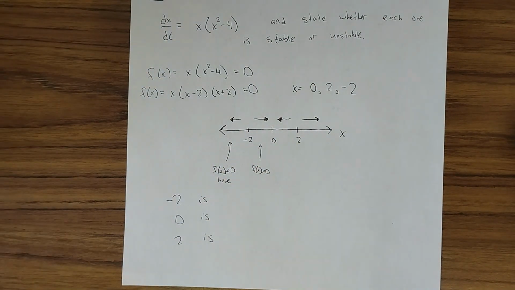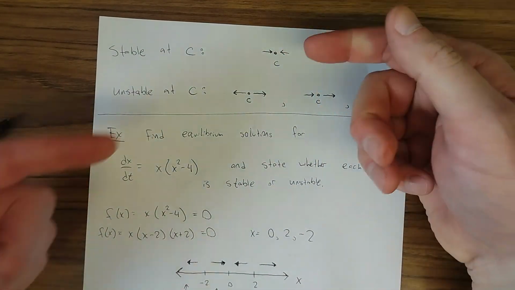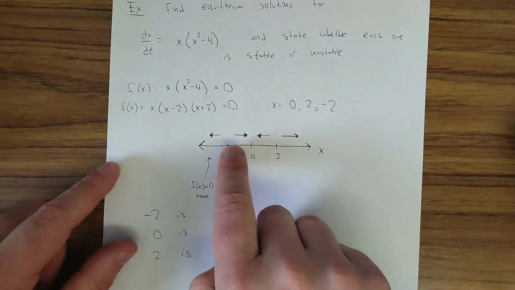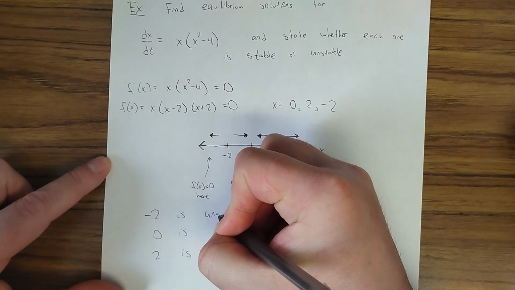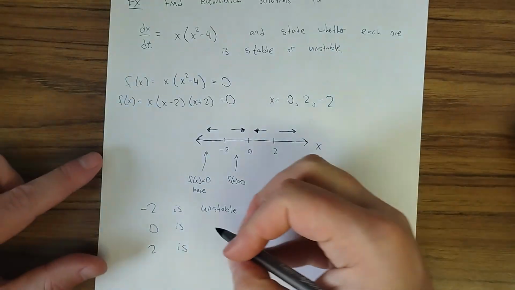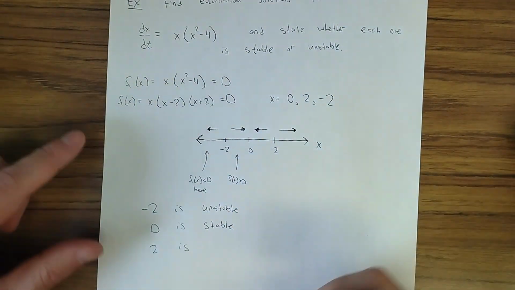Let's say whether they're stable. The only situation I call stable is both arrows pointing in. -2 is not stable. Both arrows point away. 0, stable. 2, unstable.